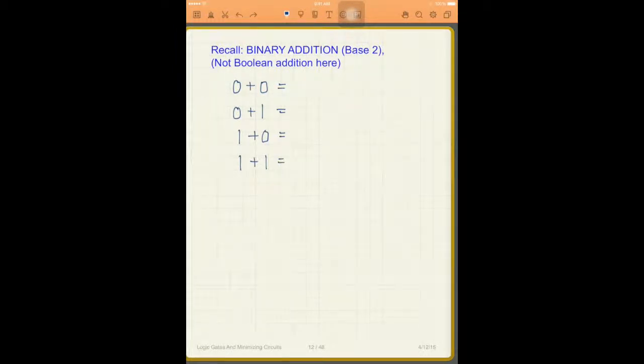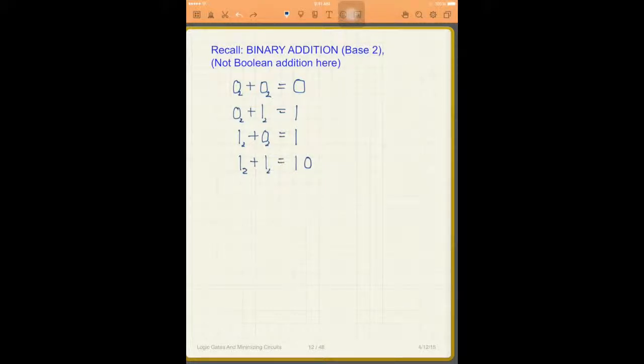So let's first recall binary addition, base 2. So this is not Boolean addition here. This is base 2 binary addition. Maybe I could put little subscript 2's down here to remind you that these are base 2. My question is, what's the binary addition? Okay, so I look and I say 0 plus 0, well that will just be 0. 0 plus 1 is going to give you back 1. If I do 1 plus 0, I'm going to get back 1. But what about 1 plus 1? Well, 1 plus 1 is going to give you back 0, carry 1.